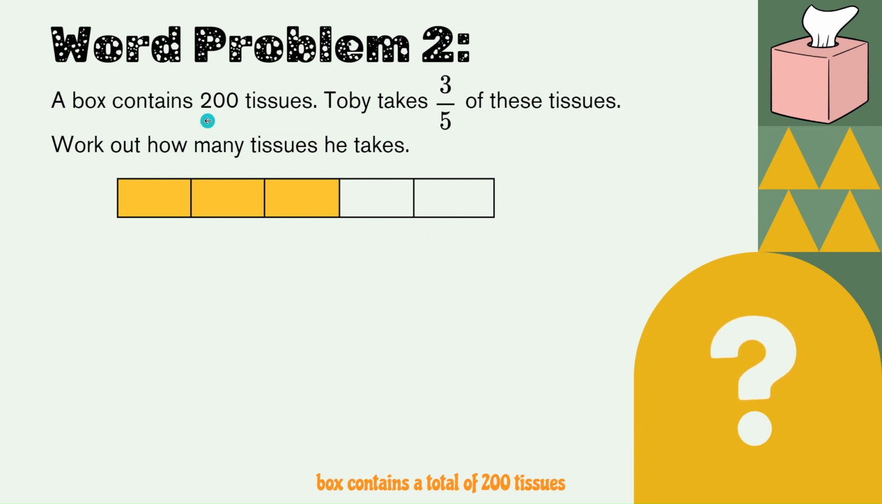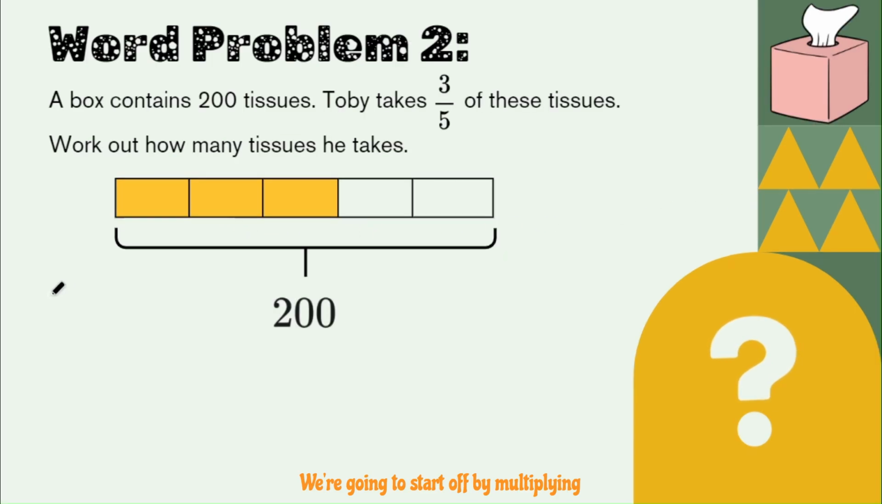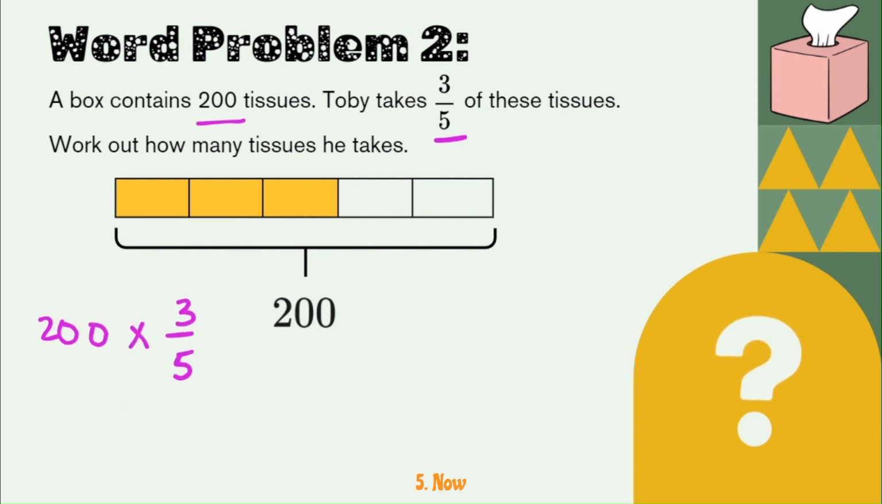Now, because the box contains a total of 200 tissues and the total number of parts is 5, that means the 5 parts is equal to 200 tissues. So to work out how many tissues Toby takes, we have to work out the value of these 3 shaded parts. We're going to start off by multiplying the total number of tissues, which is 200, by the fraction of tissues that Toby takes. That would be 200 multiplying by 3/5. Now 200 is divisible by 5, and 5 is also divisible by 5. So 5 divided by 5 is 1, and 200 divided by 5 is 40.